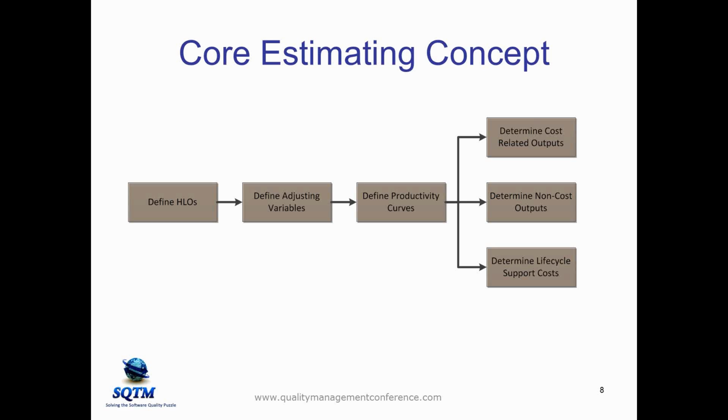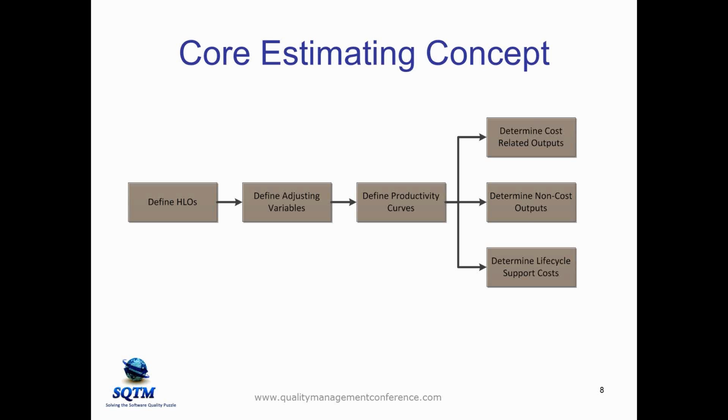So by doing this for a given project or for a given domain of a project, we can apply this method, and what we end up with is the total effort. And then with another curve lookup, we can end up with the total duration. So now we've got effort and duration.